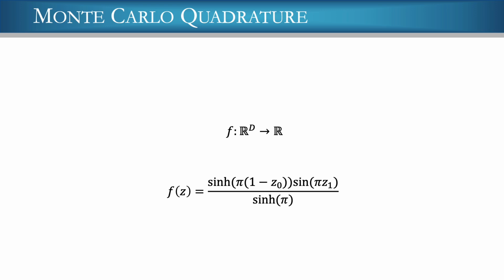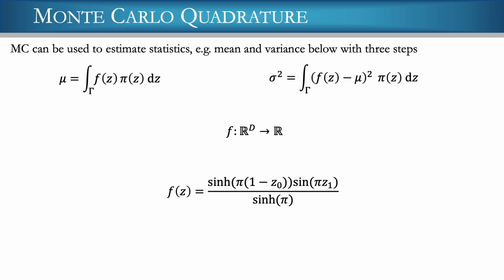Let's start with a simple example, specifically a function f that maps a d-dimensional multivariate random variable z to a scalar. A simple 2D function is given on the center of the slide. Given a probability density function pi for the random variable z, we can use Monte Carlo quadrature to compute statistics such as the mean mu and variance sigma squared.